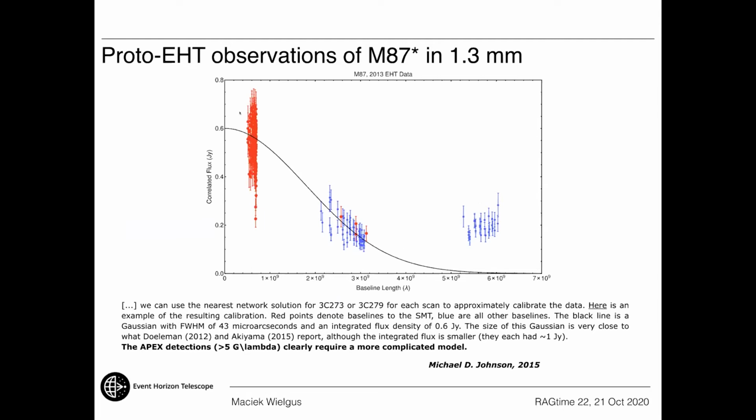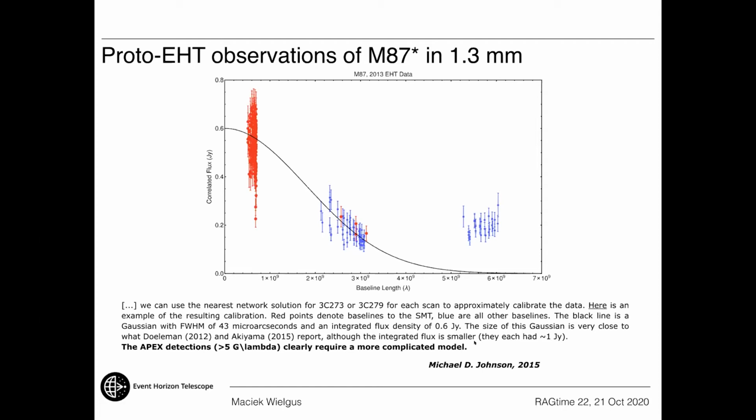You can also see that this Gaussian fit cannot in any way explain what these guys are doing, those very long baseline measurements. This is a plot that I found on some internal server of the EHT. And there was a comment added to it, made by Michael Johnson in 2015, that the APEX detections, those long baseline guys, clearly require a more complicated model.